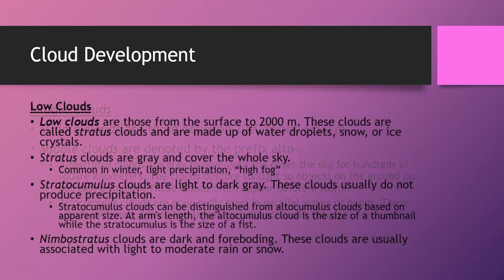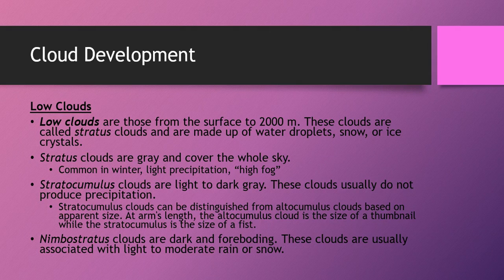Low clouds are those that are from the surface up to 2,000 meters or 2 kilometers. These are generally called stratus clouds, and they're made up of water droplets, snow, or ice crystals. Stratus clouds are gray, and they can cover the entire sky. They're very common in winter and sometimes can have light precipitation, and you can kind of think of it as high fog. Stratocumulus clouds are light to dark gray, and they usually do not produce precipitation.